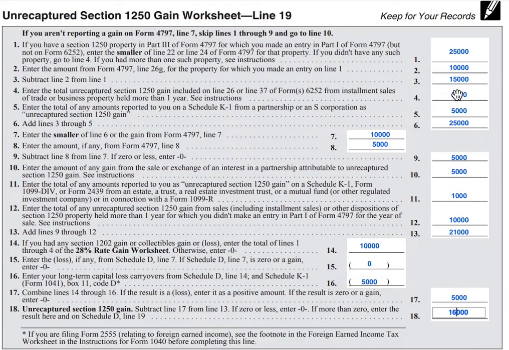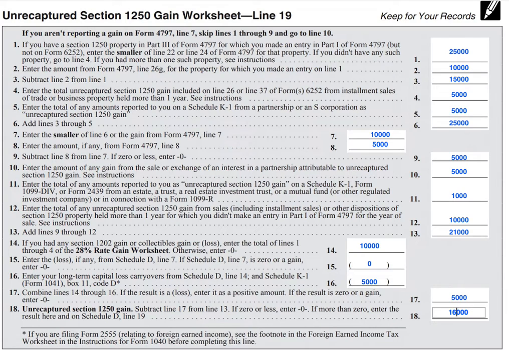So if you didn't have any of those properties, you'll go directly to line 4. If you had more than one property, you'll complete a separate worksheet for each property, and then you'll combine the line 3 items so that you're carrying forward in line 4 of only one of those worksheets. So in line 2, you're going to enter the amount from your 4797, line 26g, for the property that you made an entry on. That is the excess depreciation above the straight line method.